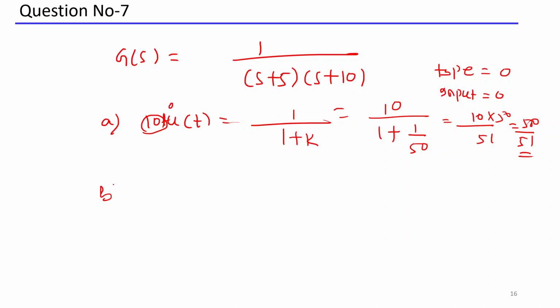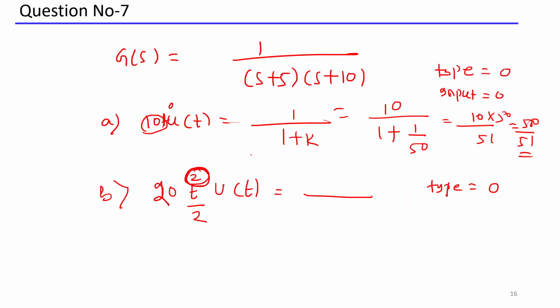Next, I am applying another input. Let's say I am applying 10 into t square u of t. What is the answer for the same transfer function? Infinity. Yes, you first have to convert this t square by 2 into 20, right? Now you see here the type is 0 and the input is 2. Here the input is greater than the type, so the answer will be infinity.